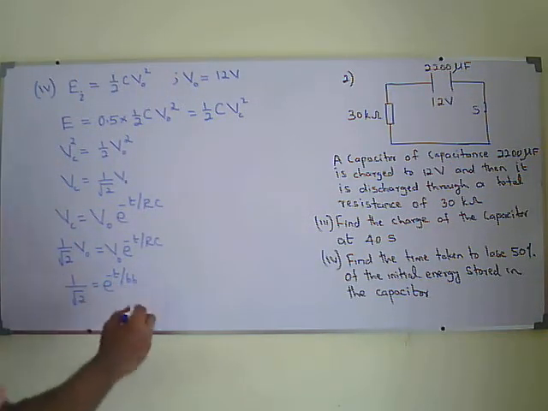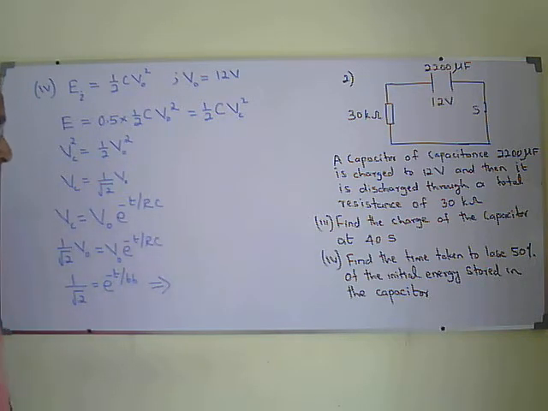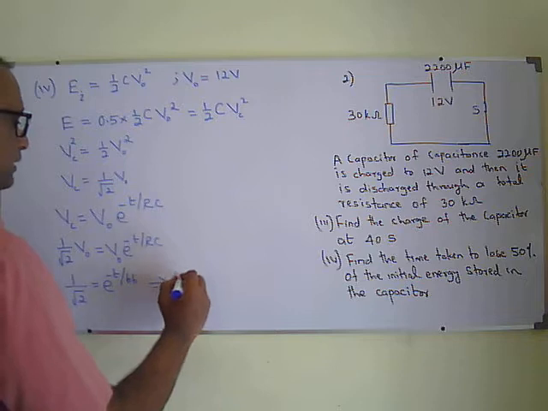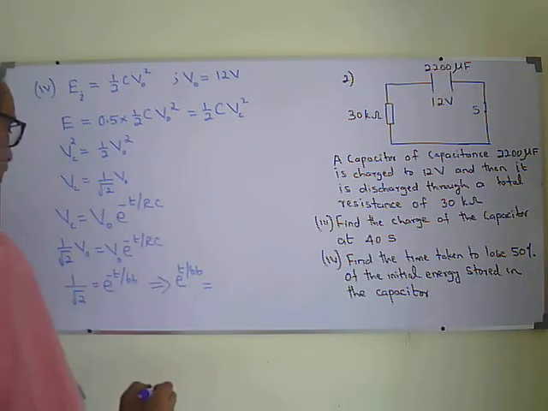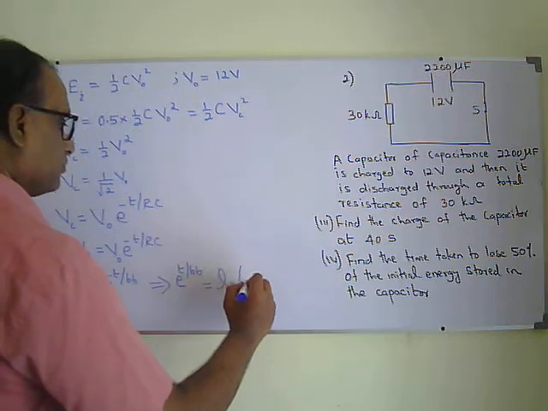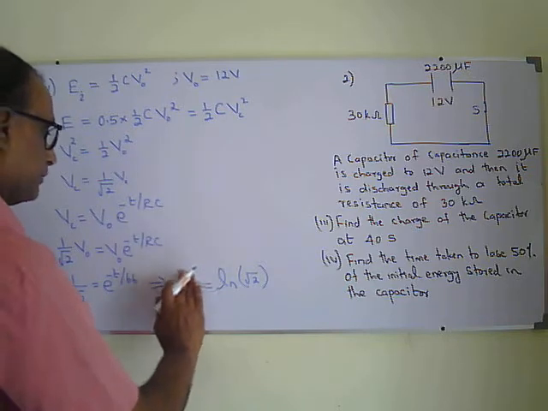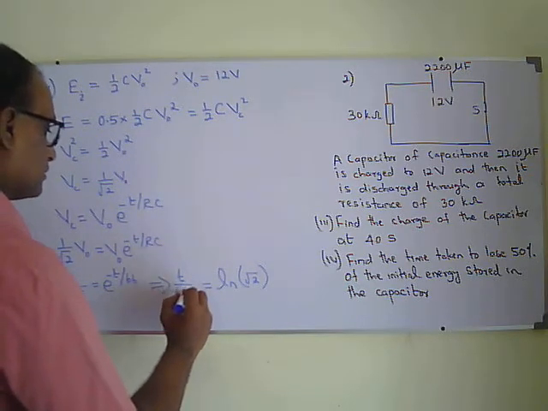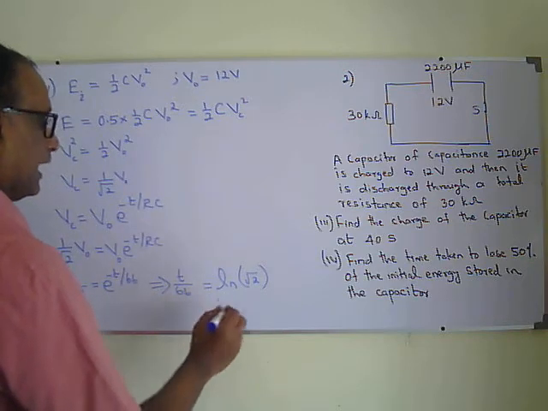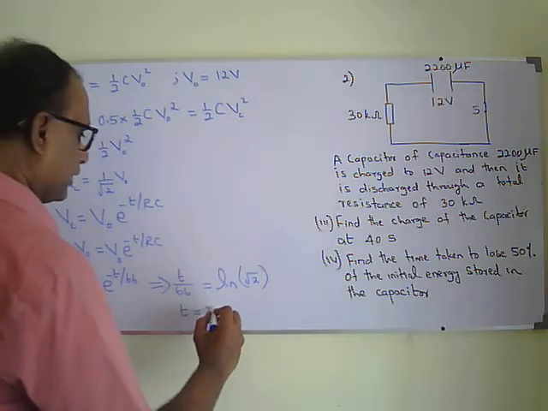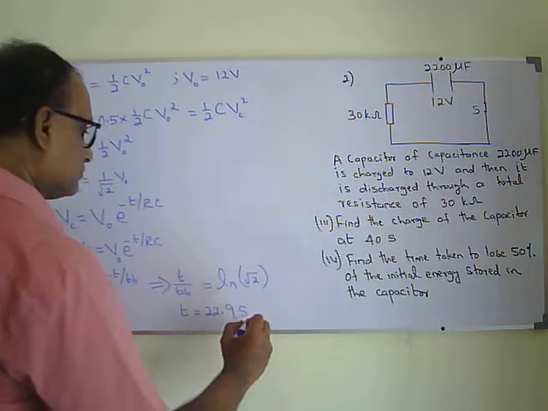I can find the time, take ln on both sides. You know how to solve it like the previous question. So if I take ln on both sides, it will become t over 66 equal to ln square root of 2. Find the t. That will be 22.9 seconds.